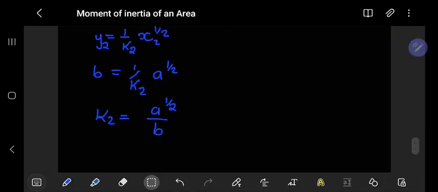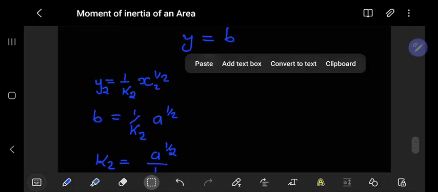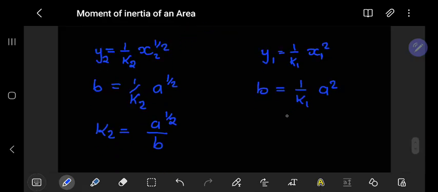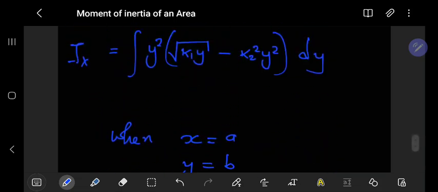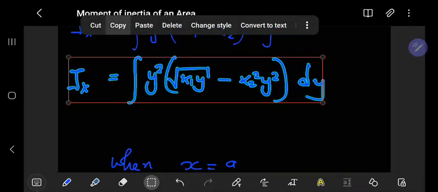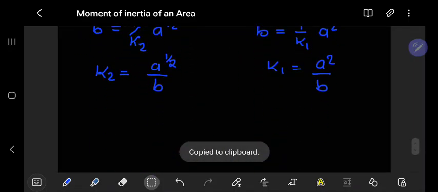They'll have the same value for x and the same value for y, and that is a and b respectively. So again, for this equation, when y is equal to b and x is equal to a, we end up with this k1, and then this is a squared. So here we see that k1 will be equal to a squared over b. We can now get these expressions and substitute in our expression for ix. Let's see what we end up with there.